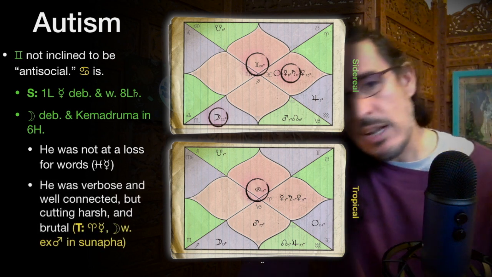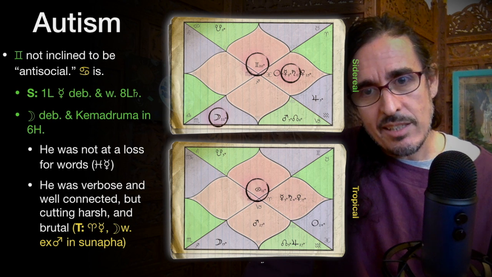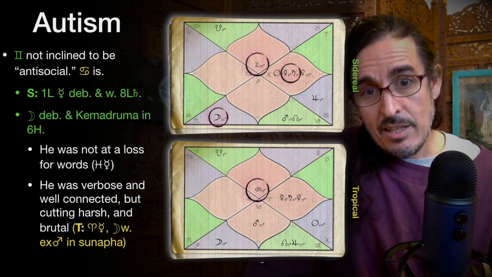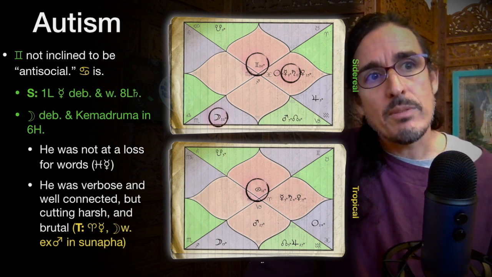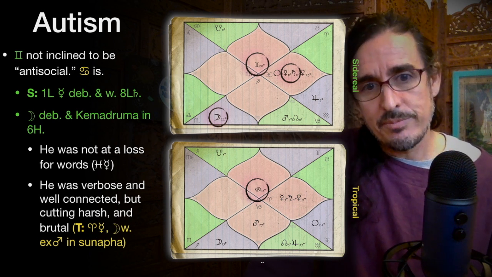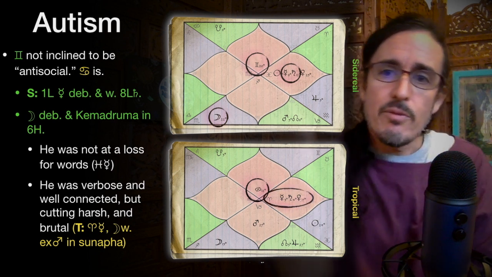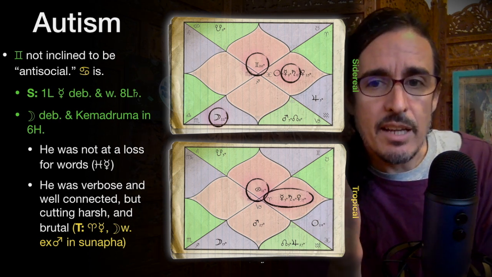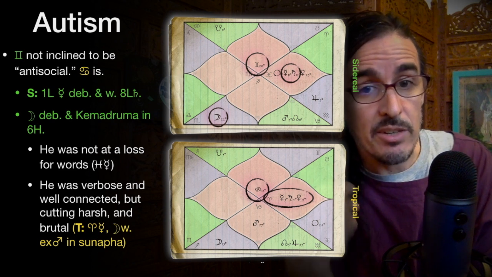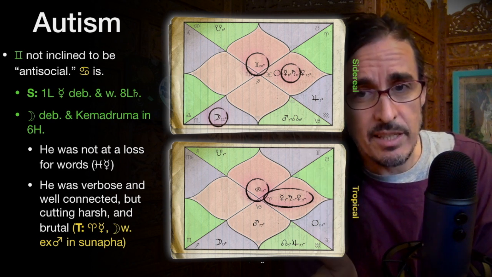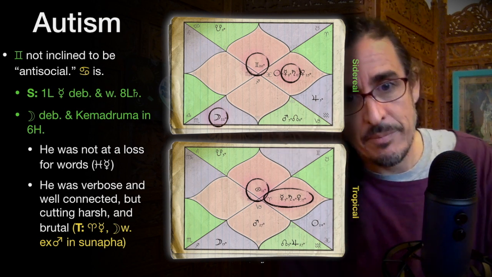So Einstein really was quite verbose, and also he was quite socially connected. So it's not exactly like a debilitated Mercury, but he was very cutting and harsh and brutal in how he interacted with people over the long term. So if you look at the tropical chart now, you have Mercury in Aries. With Mercury in Aries, you get a passion for speaking, a passion for thinking, a very individualistic way of thinking and speaking, and a sharp way of thinking and speaking.